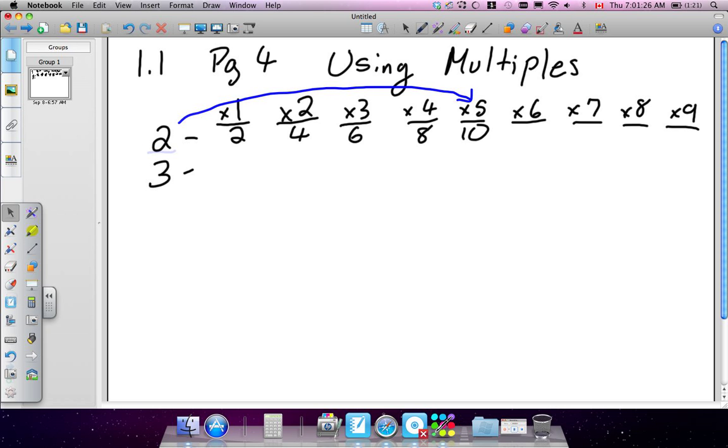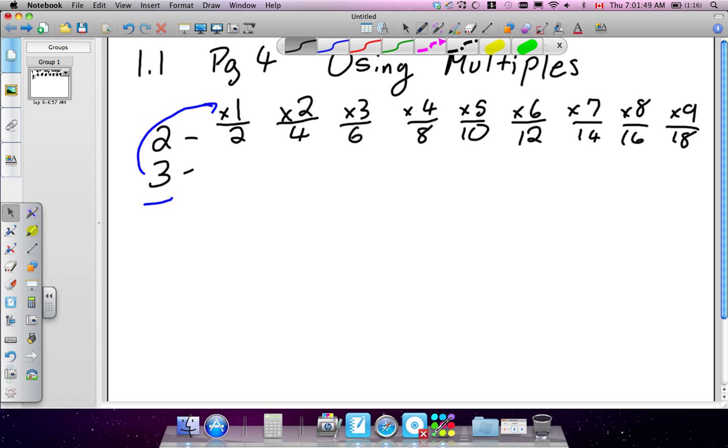2 times 6 is 12. 2 times 7 is 14. 2 times 8 is 16. And 2 times 9 is 18. So those are the multiples of 2 up to multiplied by 9. Now I'll do the same thing with the number 3. Number 3 times 1, so our first multiple is 3. The next one I would do is 3 times 2.